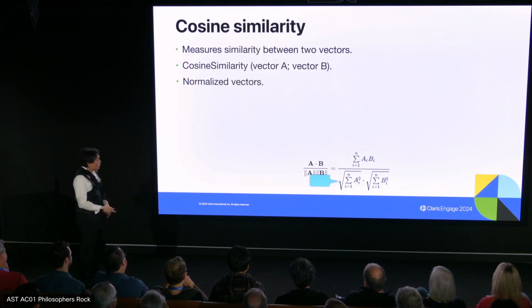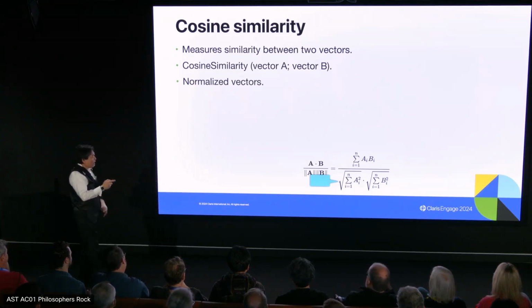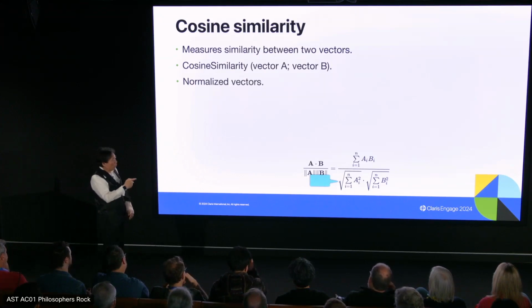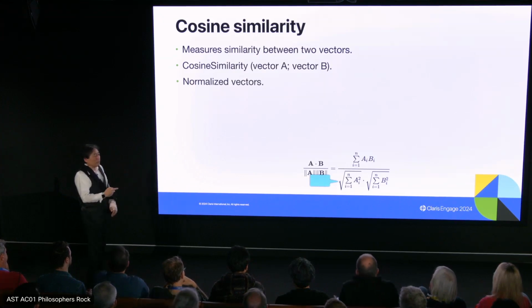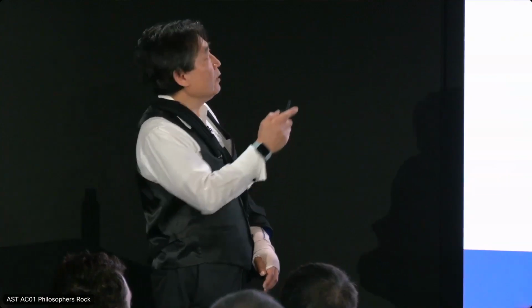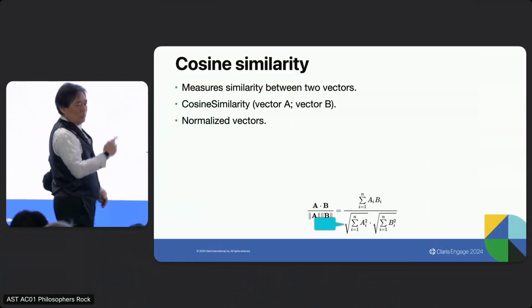So for the denominator, you see the summation i from 1 to n, and it sums up a sub i squared and takes the square root of it. So what this complicated calculation does is calculate the length of vector A. And if the vector A is a normalized vector, after all this calculation, the result is 1.